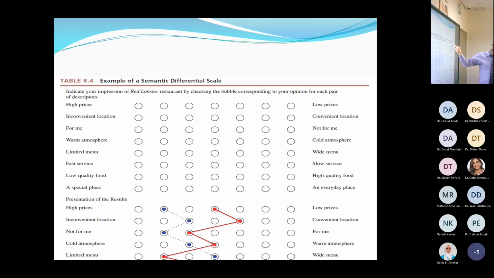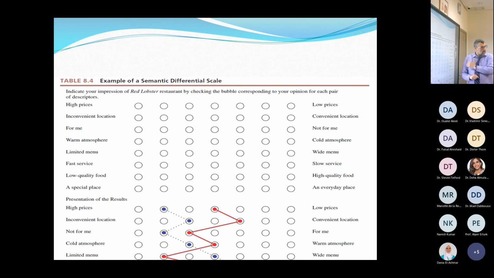And I want to ask you, what is the scale of measurement? So this is like ranking here, right? So for example, if I believe that this restaurant has very high prices, I have to put it on the left side. If it's extremely high, I have to select the extreme circle on the left. If I believe it is neither expensive nor cheap, the middle. If it has very low prices, extremely low, the last point on the right.